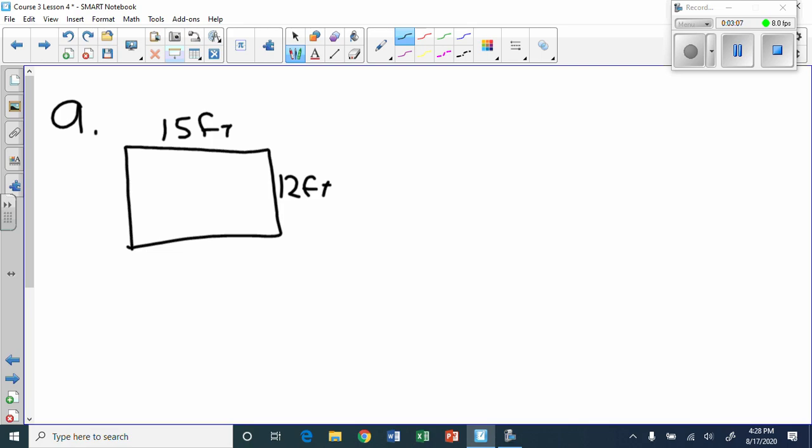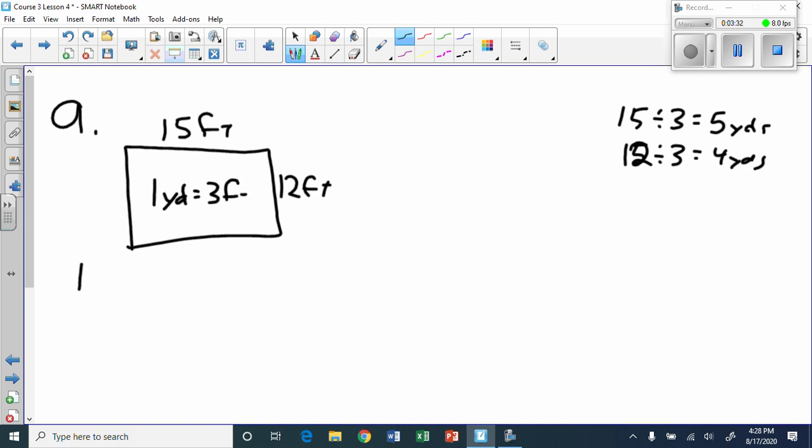Now, you probably just took this and said, let's see, 15 divided by 3 is 5 yards. 12 divided by 3 is 4 yards. Let's look at what the book's asking us to do. I know that 1 yard is equal to 3 feet. So 15 feet over 1 times 1 yard over 3 feet. Feet and feet cancel. 3 becomes 1. Here I get 5 yards.